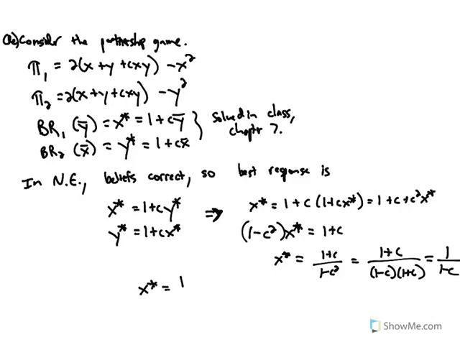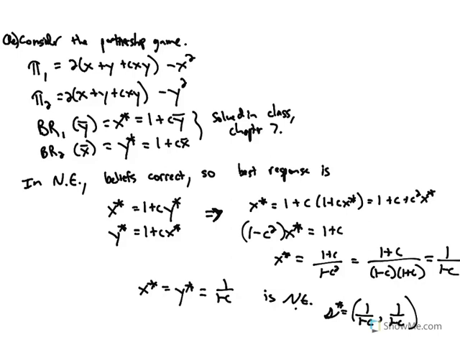Okay? So x star equals y star, because it's a symmetric game, so if we solve for y star, we plug x star in for y star, we're going to get the exact same thing, which equals 1 over 1 minus c. This is our Nash equilibrium. And by Nash equilibrium, I mean that the profile is player 1 chooses 1 over 1 minus c, player 2 chooses 1 over 1 minus c. So that would be S star, the Nash equilibrium profile.